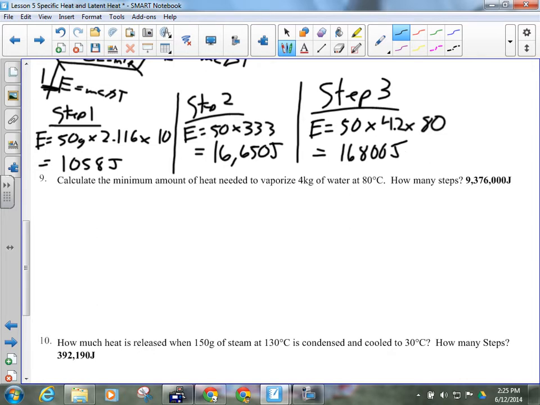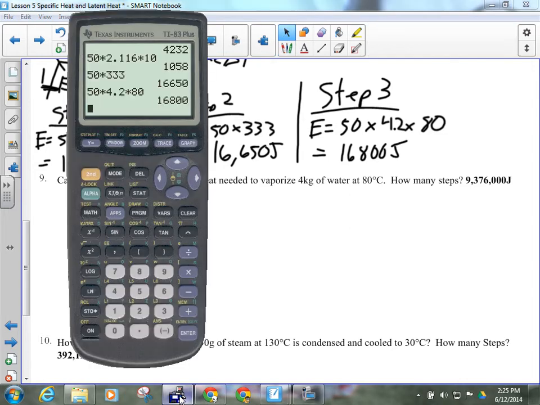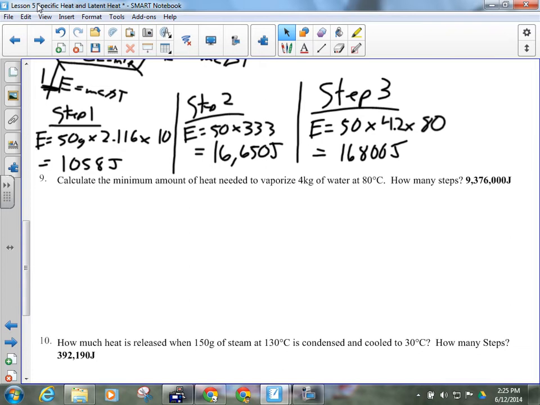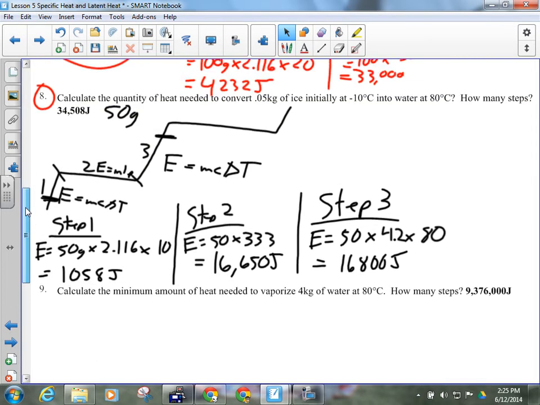All right, so my total energy required is, add all those together, and I get 34,508 joules, which I believe is also what happens to be on there. All right, is that making sense?